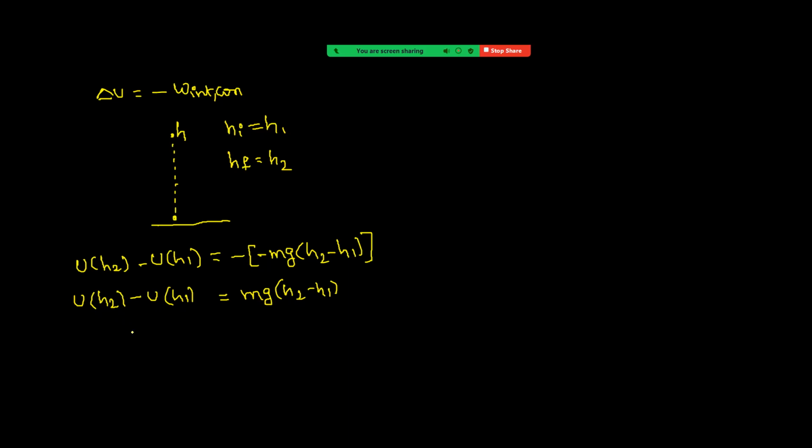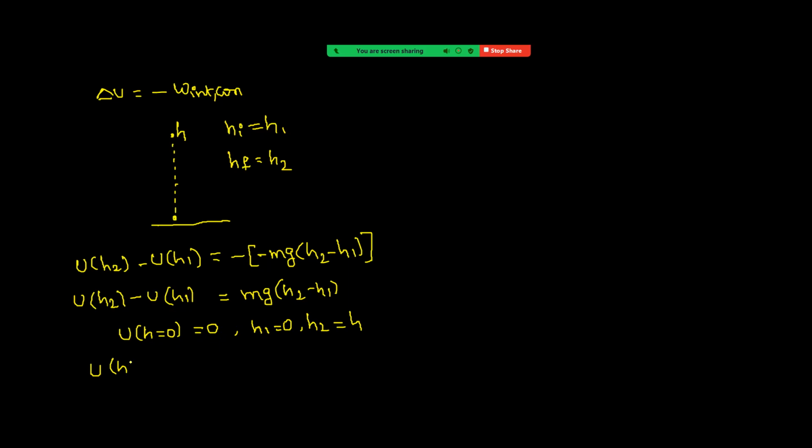Suppose the potential energy of the system is equal to 0 when h equals 0. Let us take h1 equal to 0 and h2 equal to h. According to this, at h1 equal to 0, the potential energy is 0, because we have taken potential energy 0 when h equals 0. According to this, see what we get.